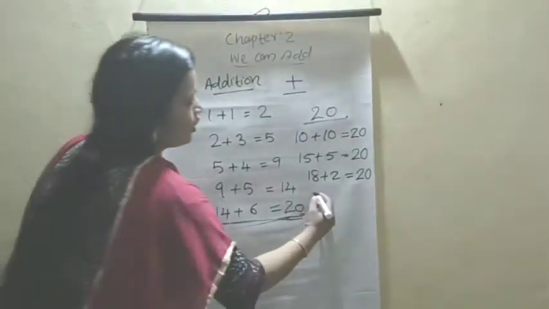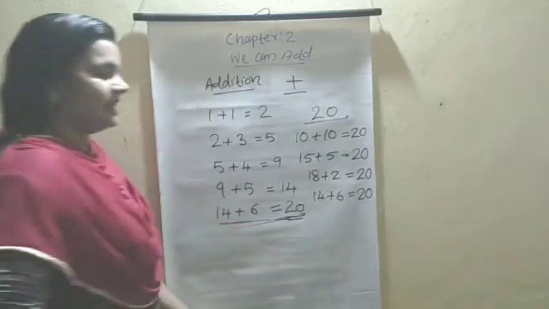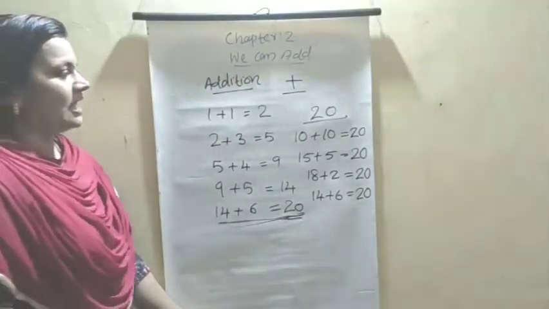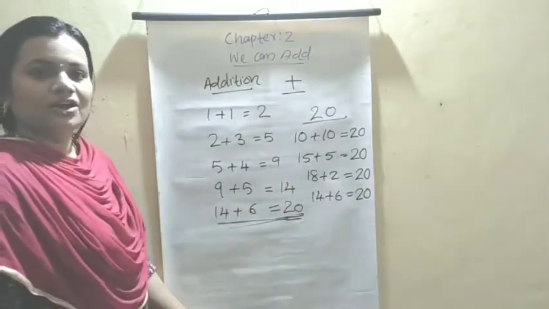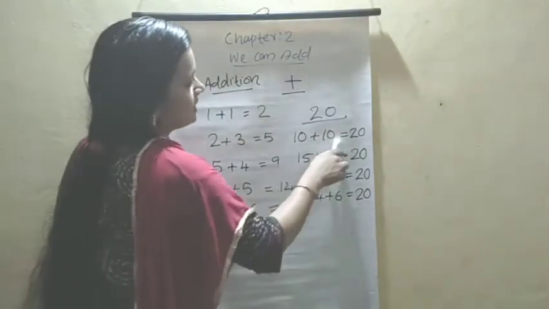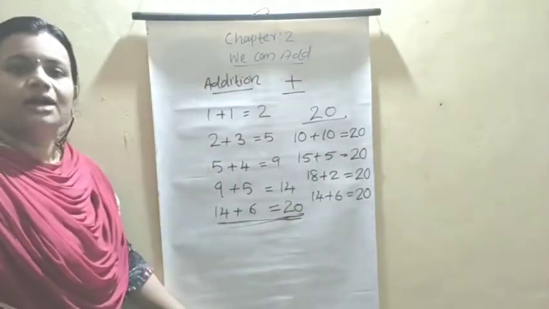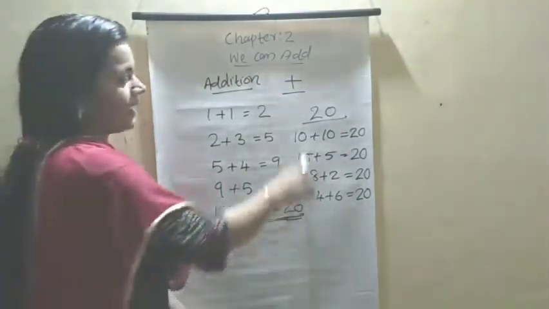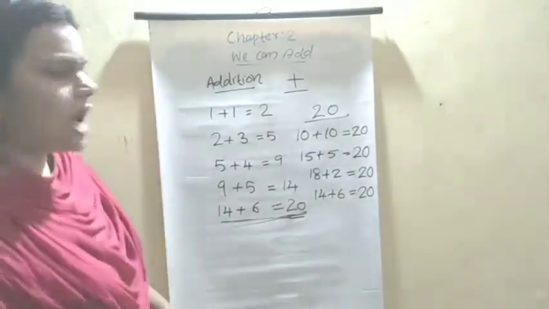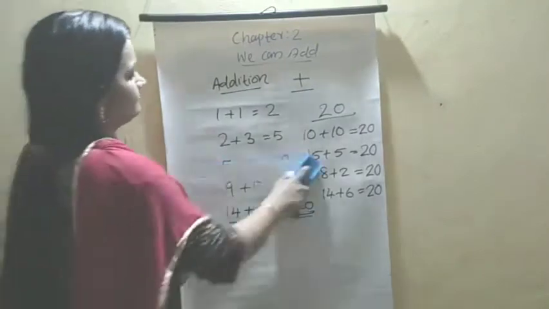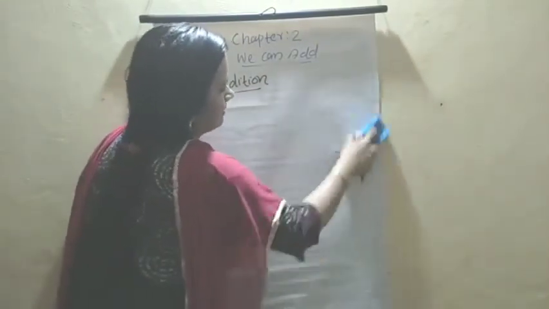Here is the fourth pair, 14 plus 6. What is 14 plus 6? 20. This way we can make pairs: for any number, write two numbers and add them, and we will get 20. This way we can make pairs to get 20. Understood? Then how do we make pairs for 30?